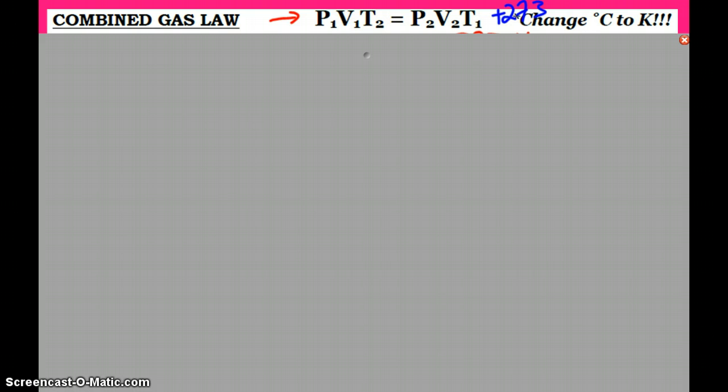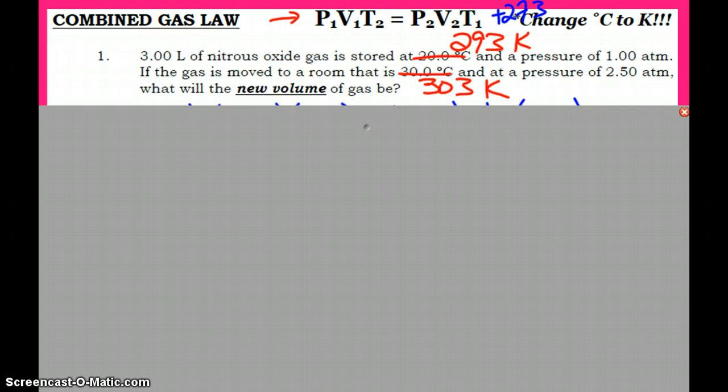And so our first question here, we've got 3 liters of nitrous oxide stored at 293 Kelvin and a pressure of 1 atmosphere. So I see pressure, volume, and temperature. So that is my V1, my liters, T1 temperature, and P1 pressure. The gas is moved to a room with a new temperature, T2, and a new pressure, P2. What is the new volume going to be?